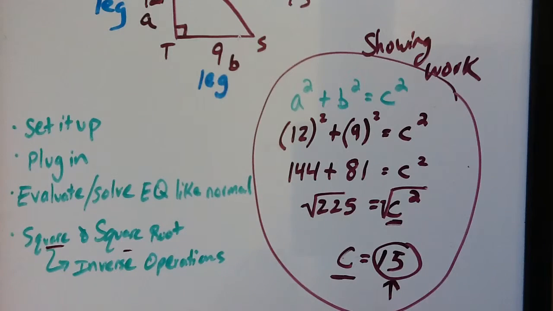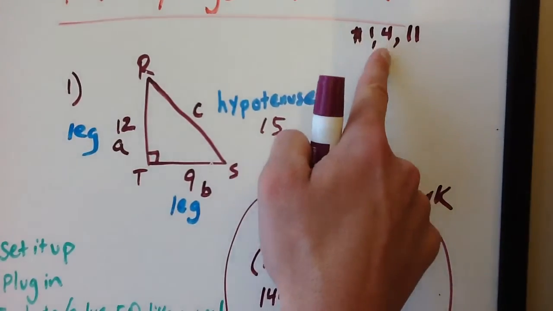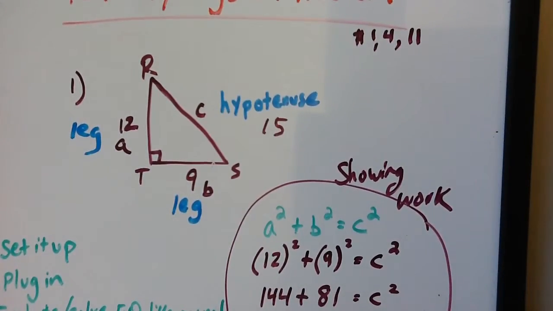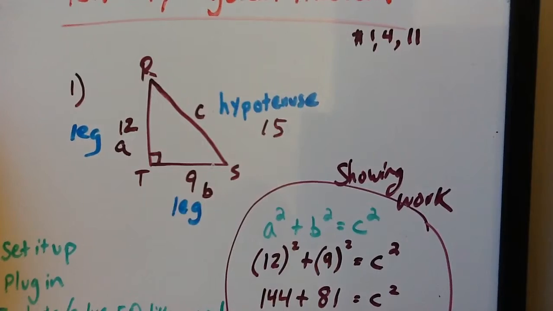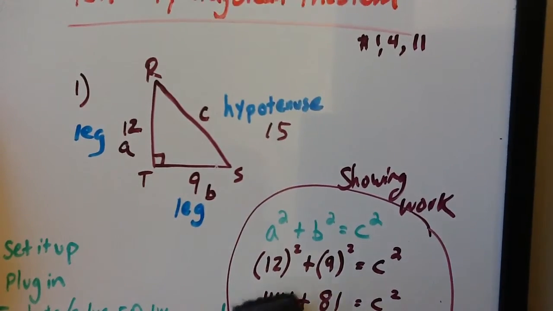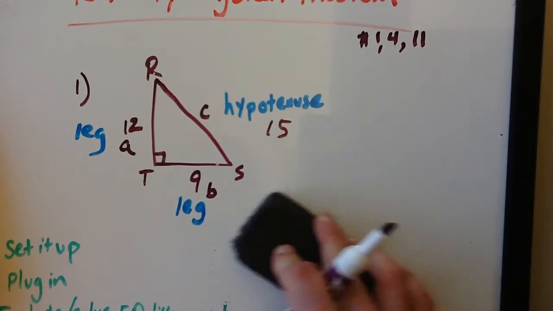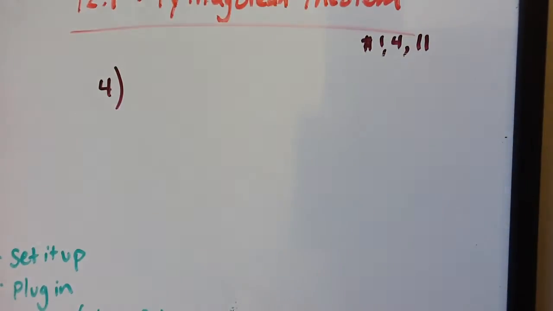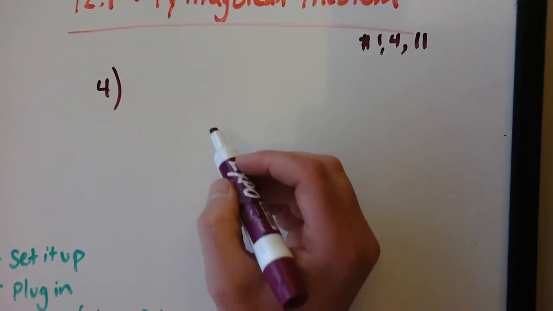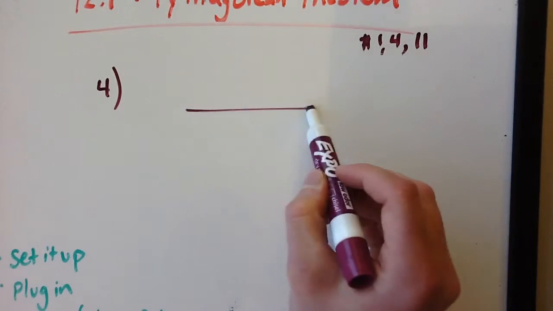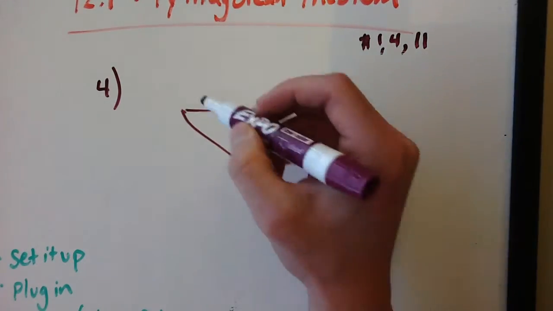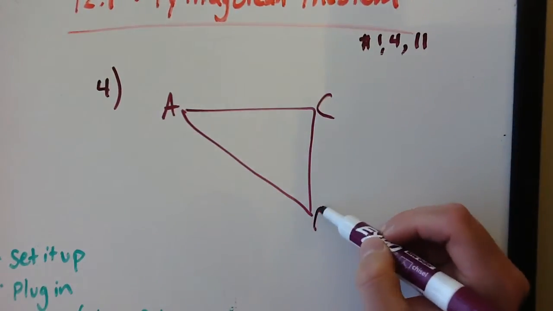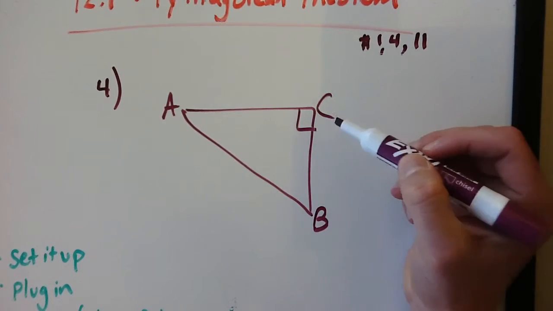The next one I want to do with you on this video is number 4. So we did number 1 together. Let's do number 4, and I'll also talk briefly about number 11. So go with me to number 4 on your Google form. Now in number 4, notice they give us different parts of the triangle. Number 4 triangle looks like this. I have triangle ACB, and this is a right angle.